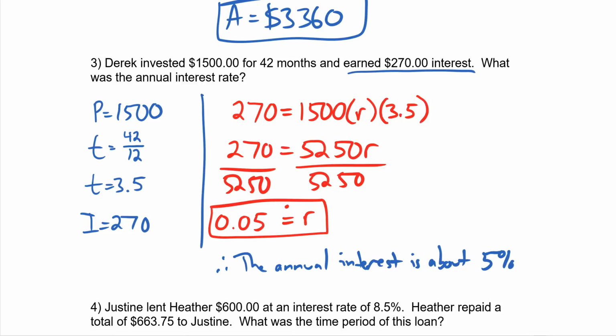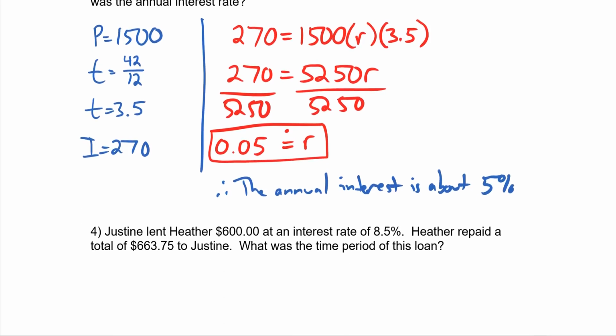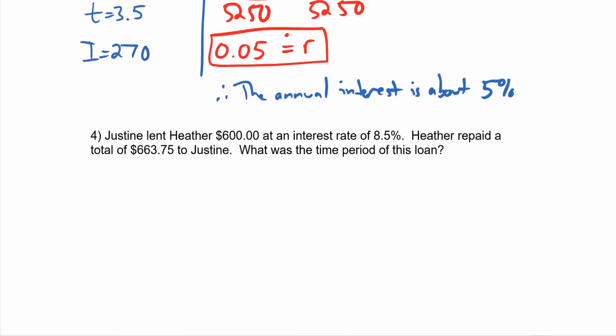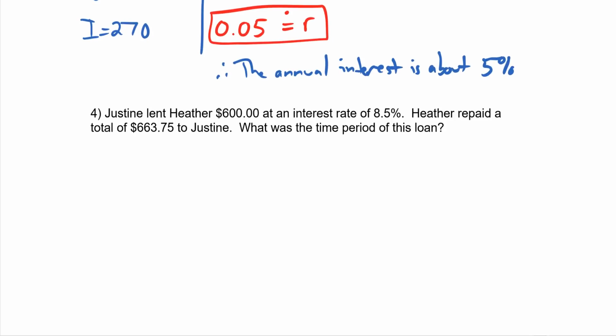Now, the last question is going to be a little bit different. Justine lent Heather $600 at an interest rate of 8.5%. Heather repaid a total of $663.75 to Justine. What was the time period of this loan? Now, when you borrow money, you pay back the principal amount, which is how much you actually borrowed, but then you're charged interest. So what you'll notice here, she lent Heather $600. This is the principal amount.